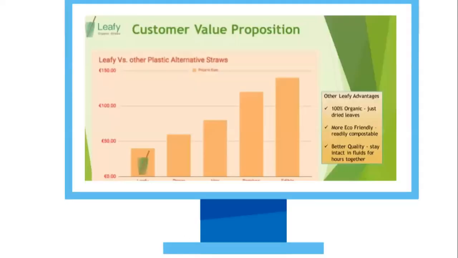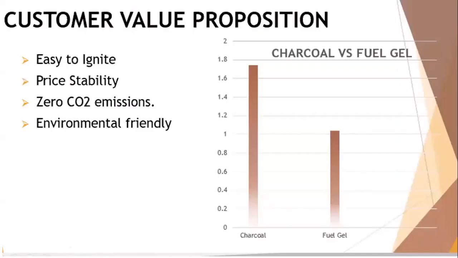For example, this is a company that produces straws made of leaves. According to them, they are the cheapest. Beyond that, they are organic, eco-friendly, and the quality is intact even when it is in the fluid or soda. That is their value proposition. So when it comes to you, you'll say, this is organic, so you're saving the environment, and it is eco-friendly. If you are an advocate of the environment and you like eco-friendly things, you'll support that value proposition.